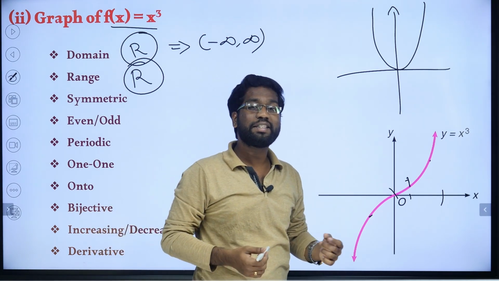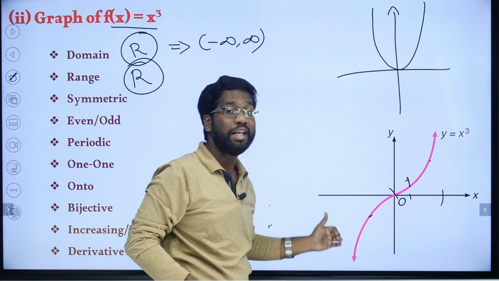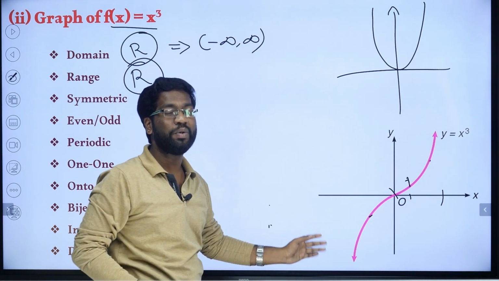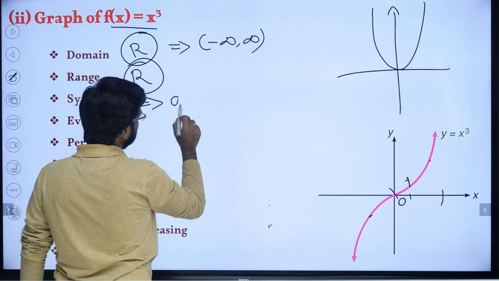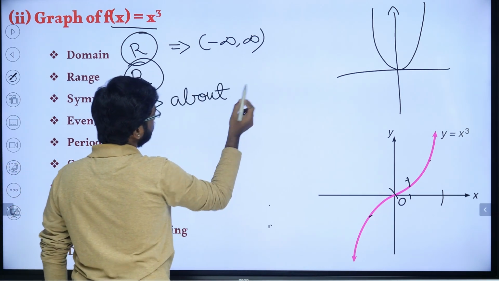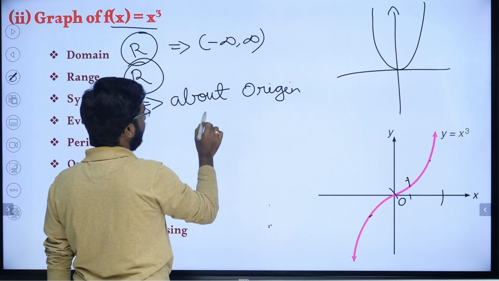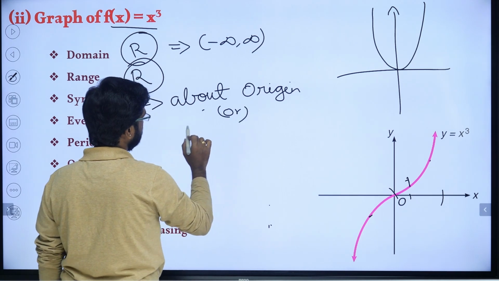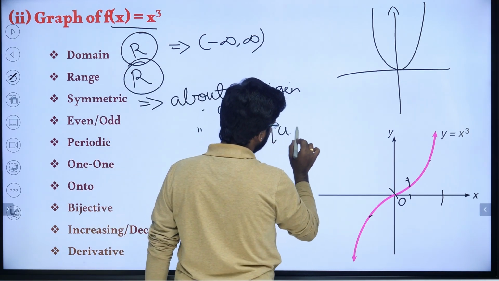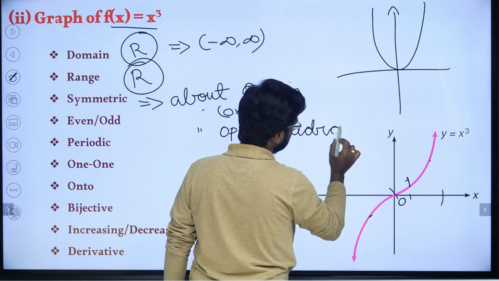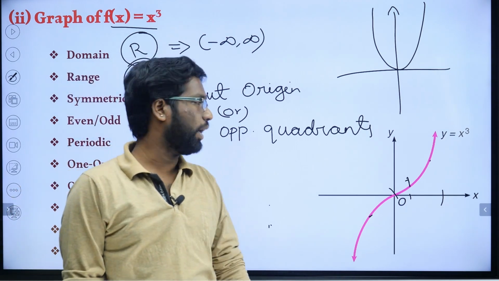You can also say symmetric about opposite quadrants, because it's the first quadrant and the third quadrant, they both are, one positive, one negative. Like that we can say it is symmetric about the origin, or opposite quadrants, my dear students, which is also called opposite quadrants.